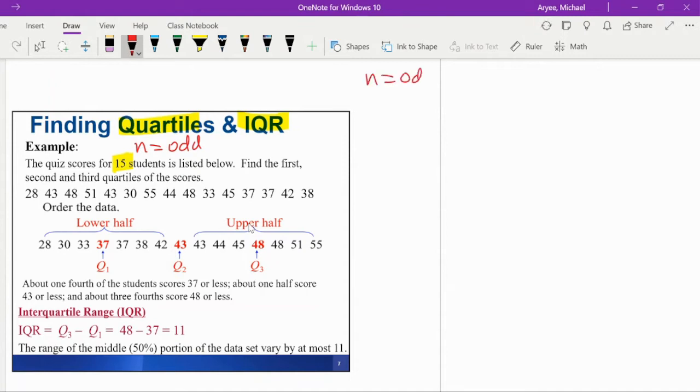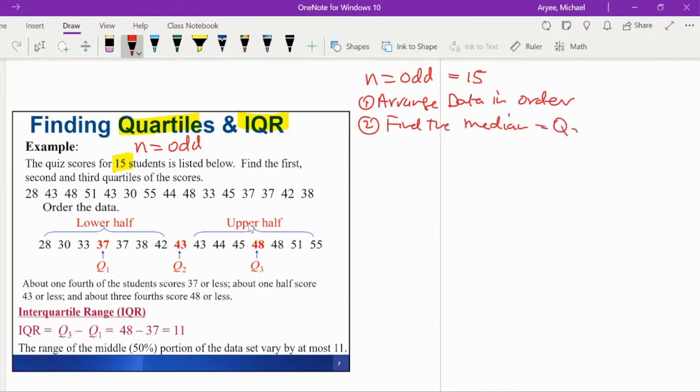So n is equal to odd. In this case, n is 15. When you start the problem, the first thing will be to arrange data in order, right? Preferably put it in increasing order. Okay, now the second thing we will do, you're going to find the median first, right? Median is the same as Q2, so you find Q2 first.